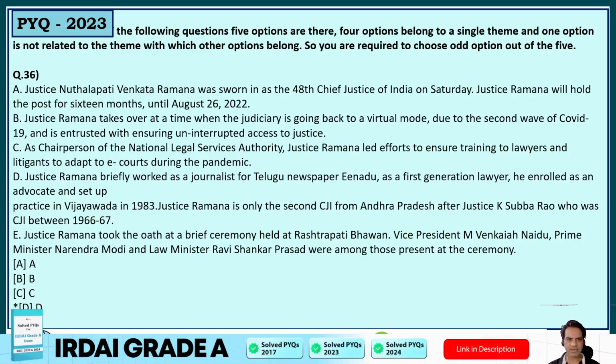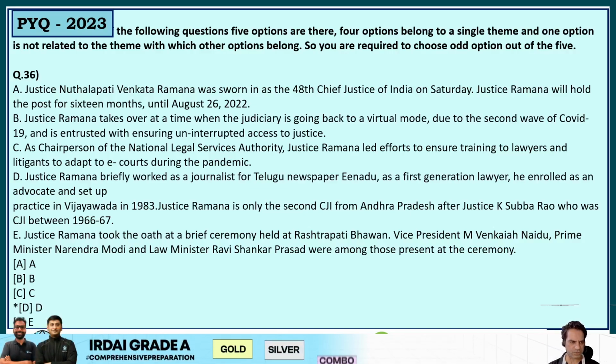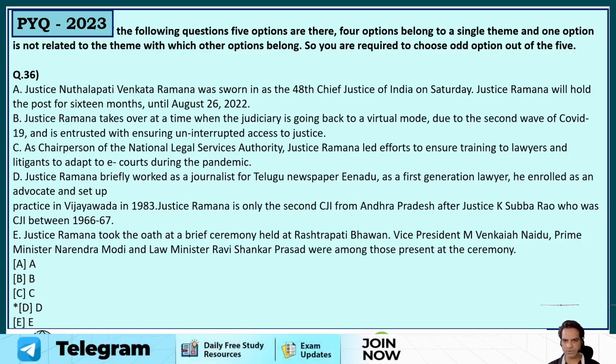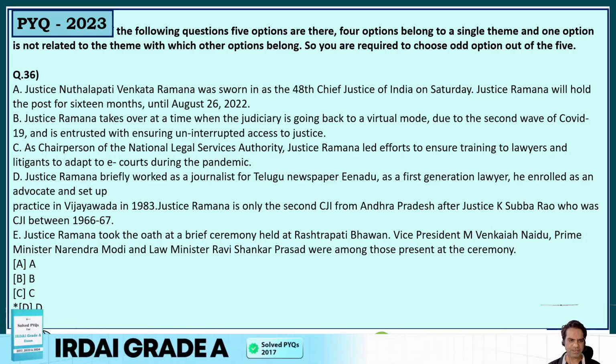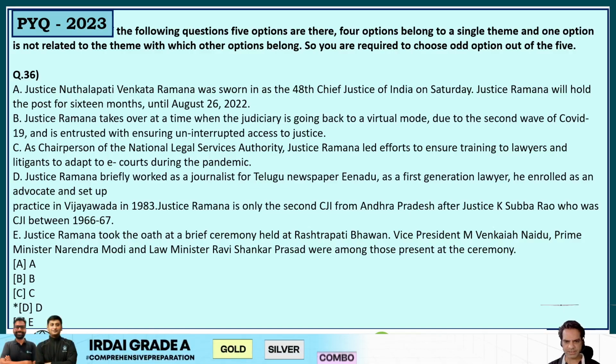As chairperson of the National Legal Service Authority, Justice Ramana led efforts to ensure training to lawyers and litigants to adapt to e-courts. Justice Ramana briefly worked as a journalist for Telugu newspaper Andu. As the first generation lawyer, he enrolled as an advocate and set up practice in Vijayawada in 1983. Justice Ramana is only the second CJI from Andhra Pradesh after Justice K. Subbarao. Then sentence number E, Justice Ramana took the oath at a brief ceremony held at Rashtrapati Bhavan.